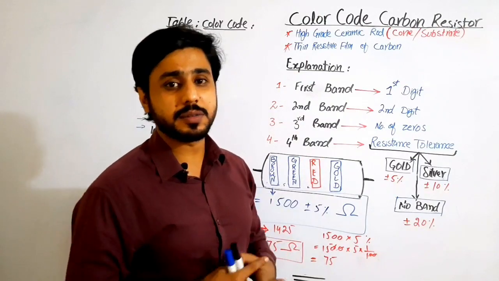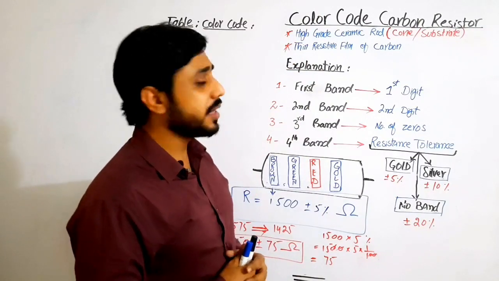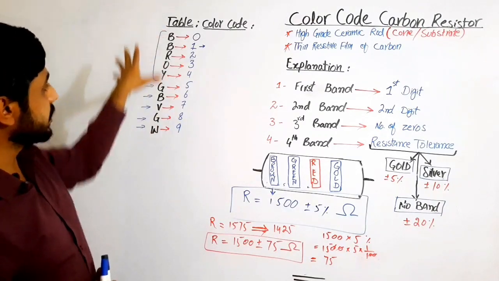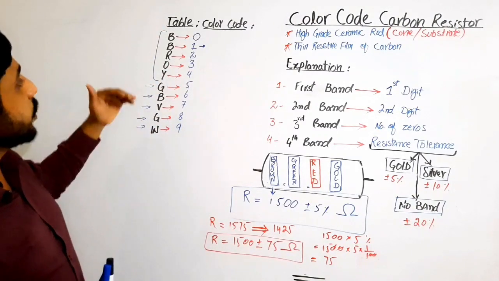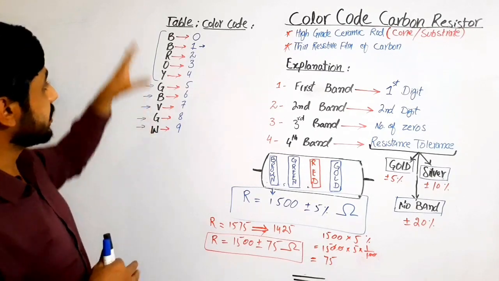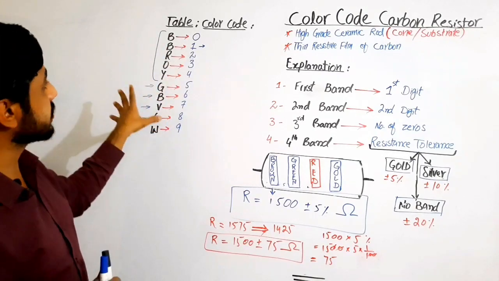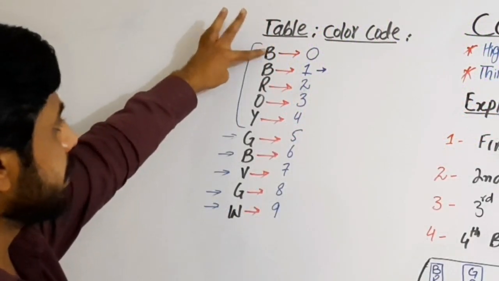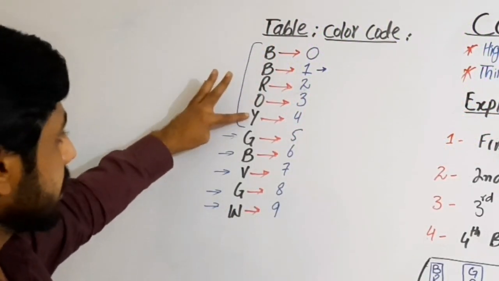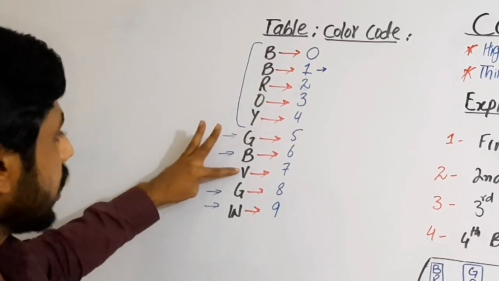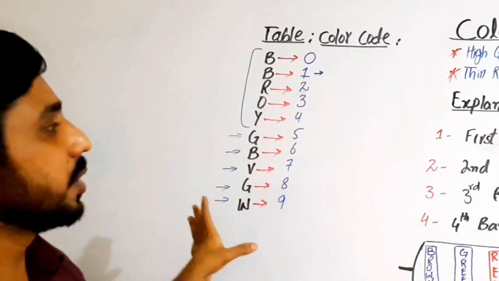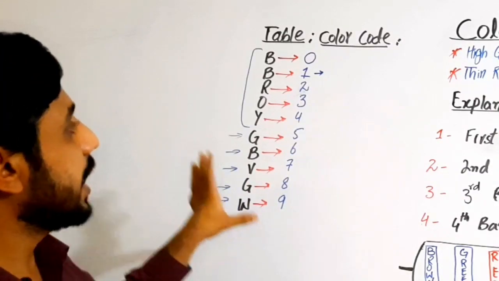First of all, we will discuss color code. What is meant by color code? Color code means there are different colors, which I have mentioned in this table, and you have to remember these colors in sequence as they are. These colors are black, brown, red, orange, yellow, green, blue, violet, grey and white. Each color has a specific value and you have to remember it as it is.